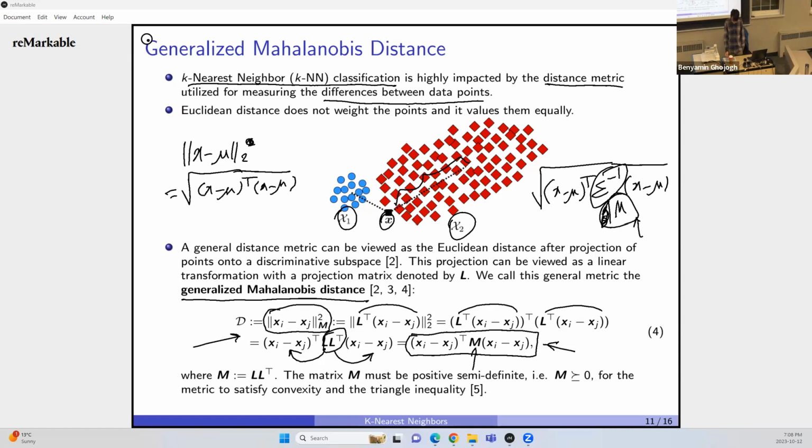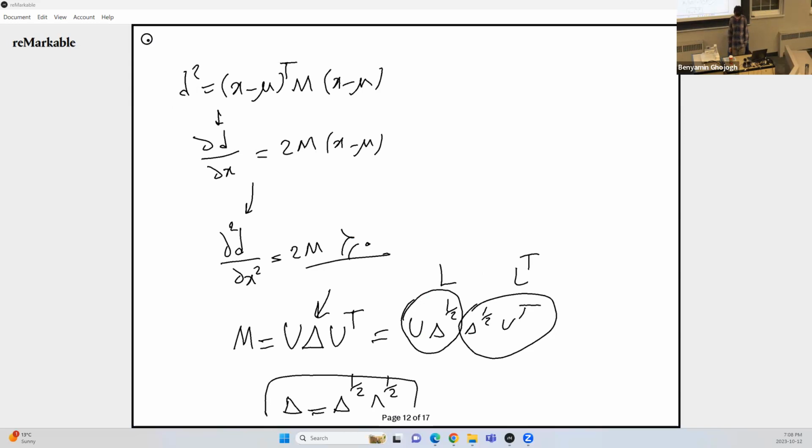Then we said that we can decompose M into L L transpose. Why? We briefly talked about it here. We said consider the eigenvalue decomposition of M. Then, am I allowed to write delta as delta to the power of half times delta to the power of half? I'm allowed to do that only if all of the elements of delta are non-negative, right? Because if I have negative elements, then I can't write it as that to the power of half times that to the power of half.